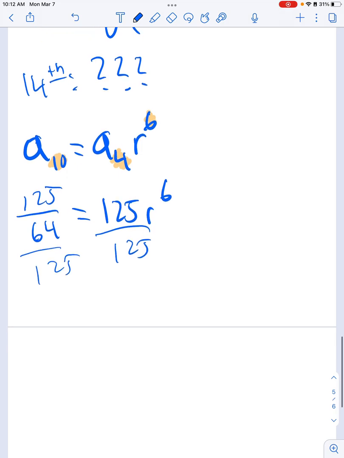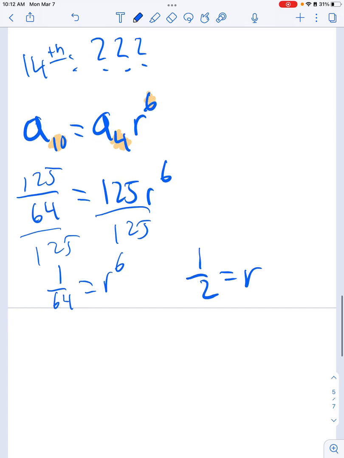If I divide by 125, I'm left with 1 over 64 equals r to the 6th power. What number raised to the 6th power is going to give me 1 over 64? That means that r equals 1/2. If you did 2 to the 6th power, you'd get 64, but because it's 1 over 64, we have to say that our ratio is 1 over 2.